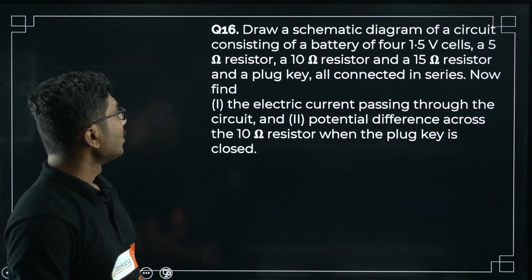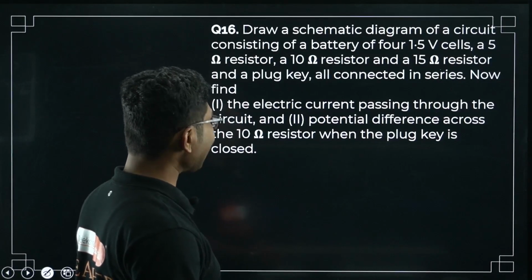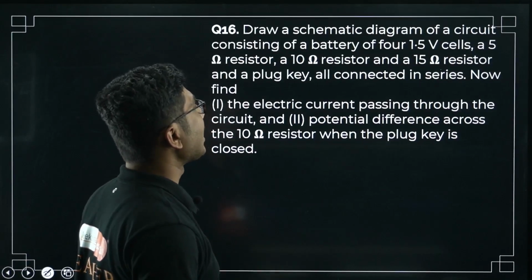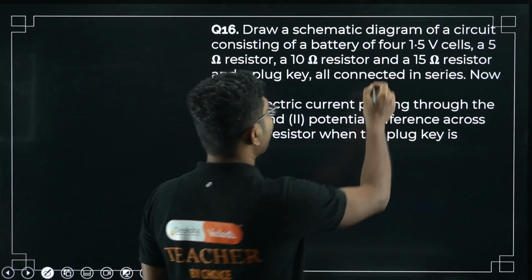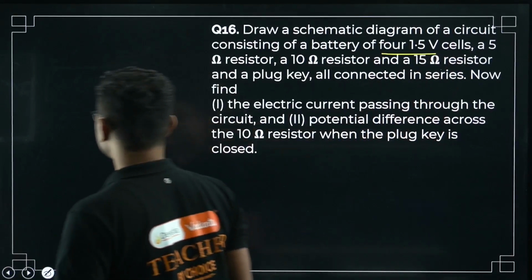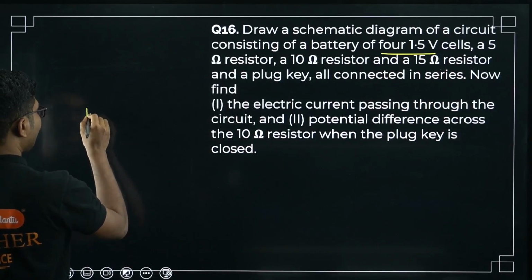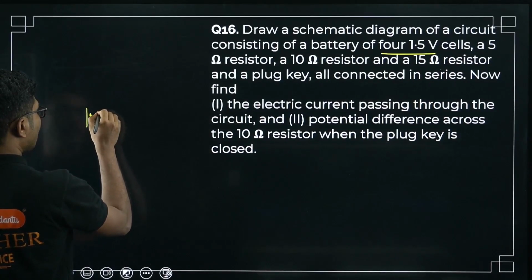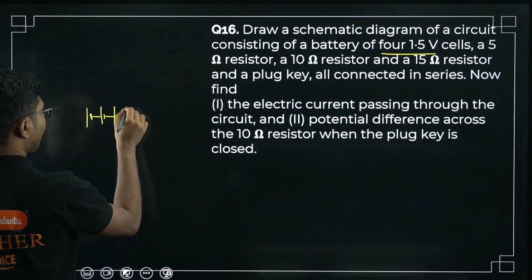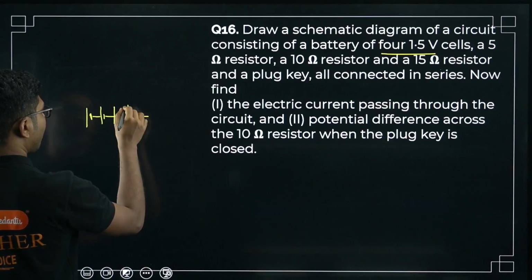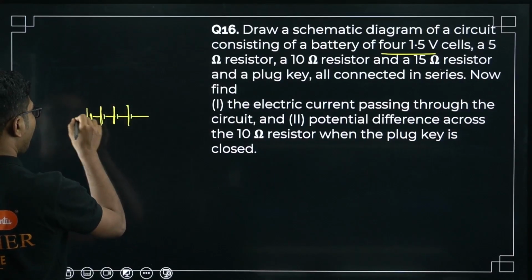Next question: draw schematic diagram of a circuit consisting of a battery of 4 1.5 volt cells. Okay, so 4 1.5 volt cells. So let's start. We have a cell, one cell, two cell, 3 cell, 4 cell. All of them are 1.5 volt.